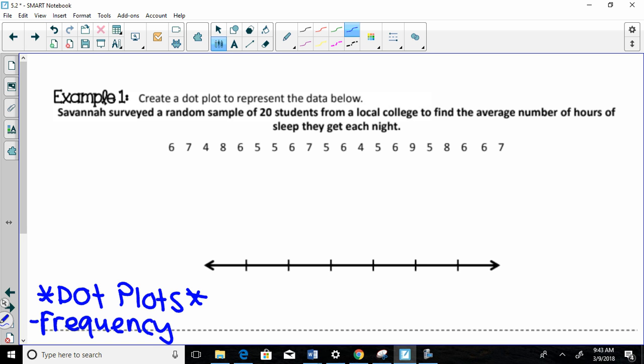So box plots, you cannot see that because you can't see the data. You can only see 25% of each data. But dot plots tell me exactly how many times something occurs or a number occurs.